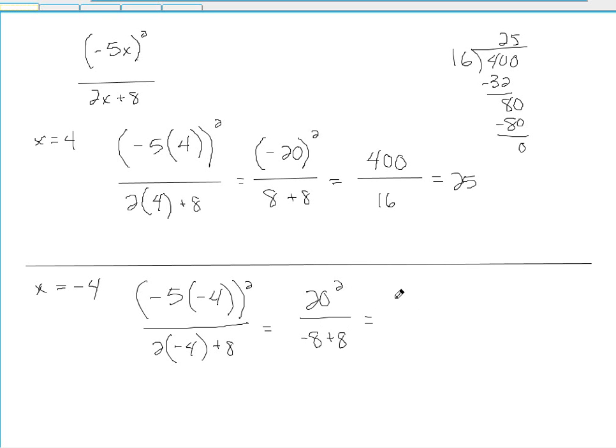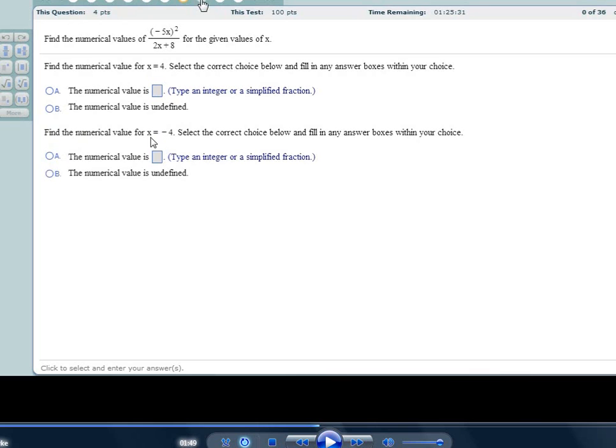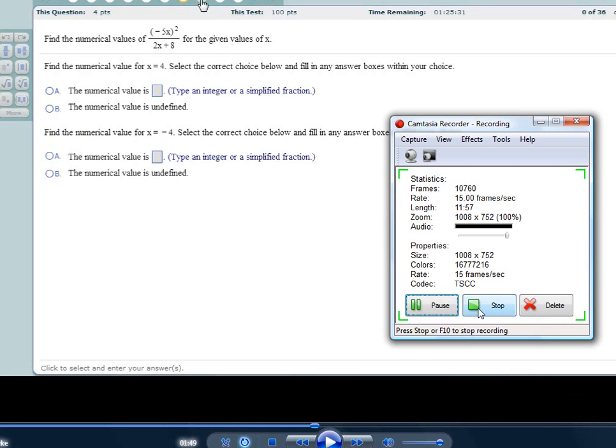Doesn't really matter what we have up top, which is a 400, because on the bottom, look what you get. Anything added to its opposite cancels out. Cannot have zeros in the denominator, so when x is negative 4, you want to click radio button B, because you end up with a 0 in the denominator, which is an undefined value. Be very careful with that.